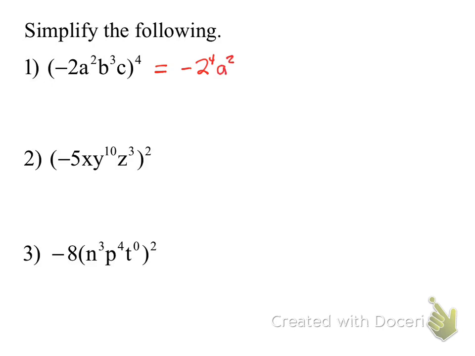A squared times the 4th power. B to the 3rd times the 4th power. And C is right now written to the 1st power times the 4th power. So what does that simplify to?